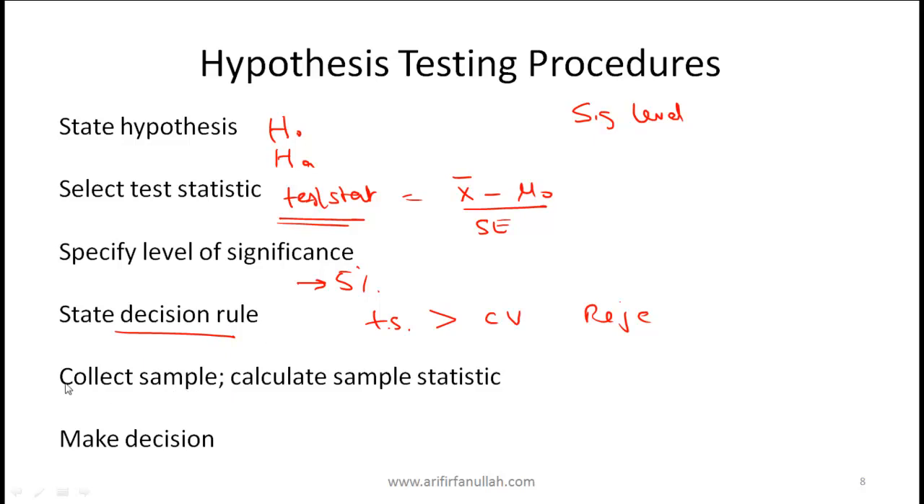Then this is where the real world part comes in. You will have to collect your sample, calculate the sample statistics, and then plug in the values you have up here. So your sample statistic will be calculated based on your data. You do this calculation, then compare with the critical value and make your decision.